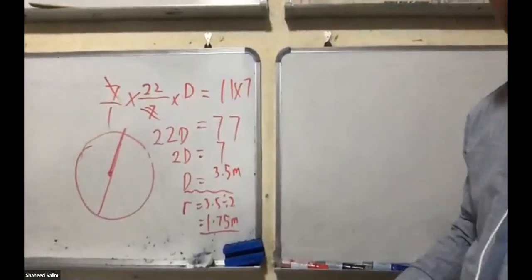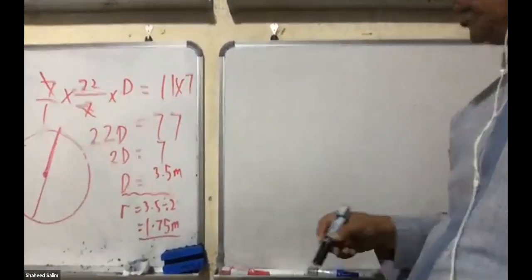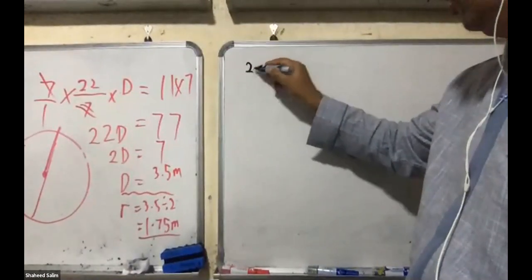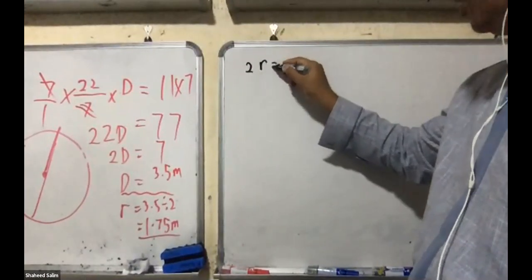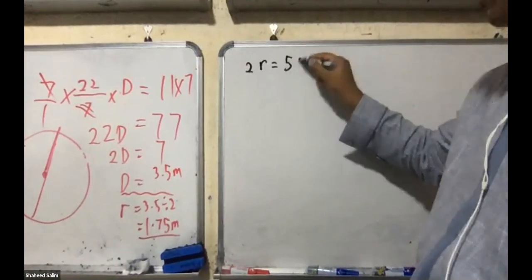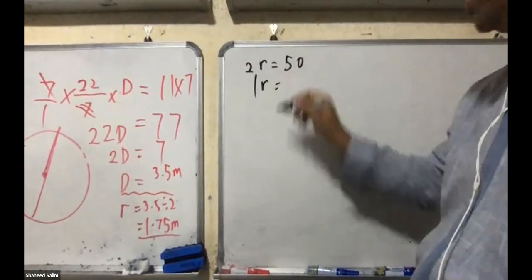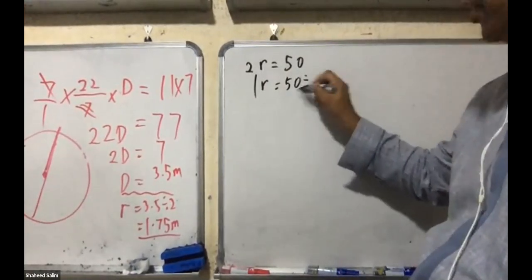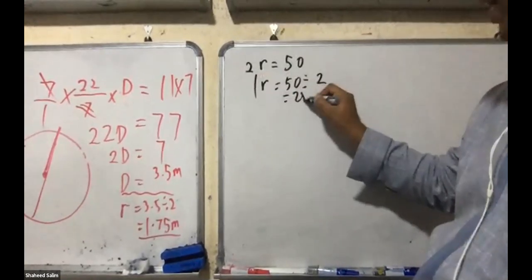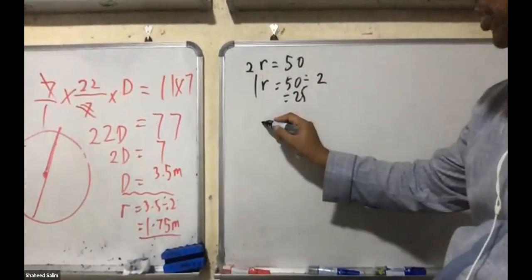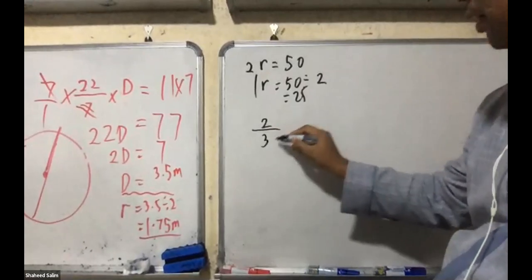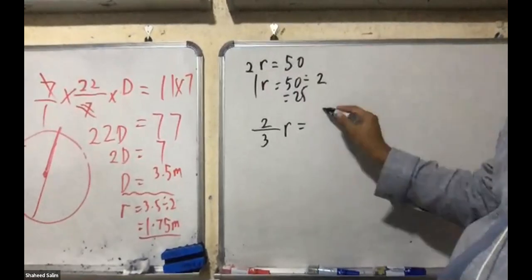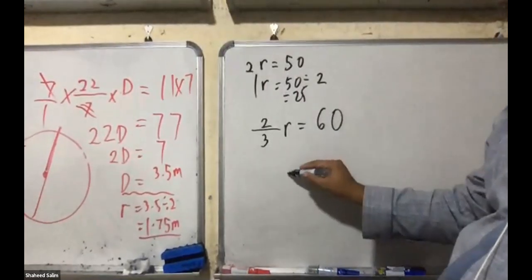So now I'm going to ask you to do this sort of question. Let's say 2 radius equals to 50. Do you know how to find 1 radius? 50 divided by 2, right? Good, you get 25. Now let's say I give you 2 over 3 r. It's not 2r, 2 over 3 r is equals to 60, and I want to find r.